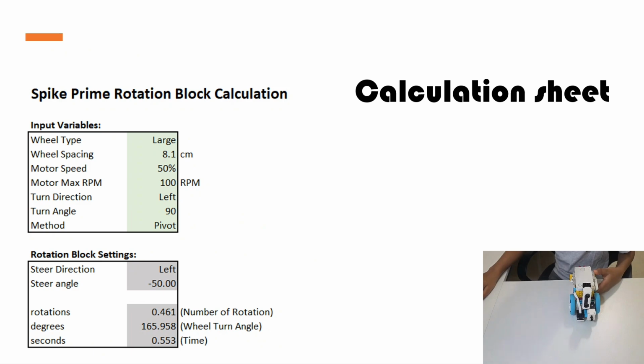Now, if you would like to determine the rotation block settings for other angles, I have made an Excel calculation sheet where you can input variables and get the rotation block settings. The motor max RPM input is going to stay constant, and is only needed for rotation time if you're using seconds.